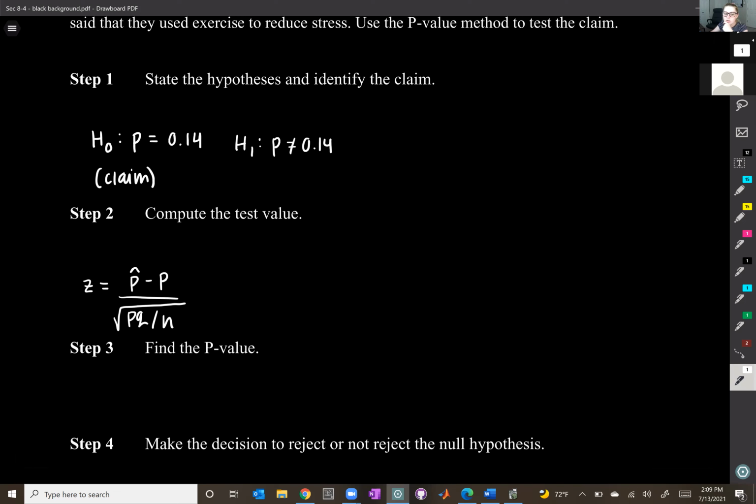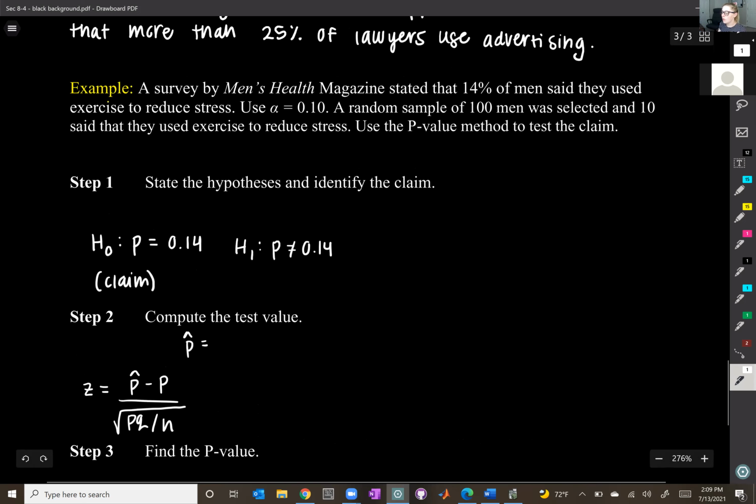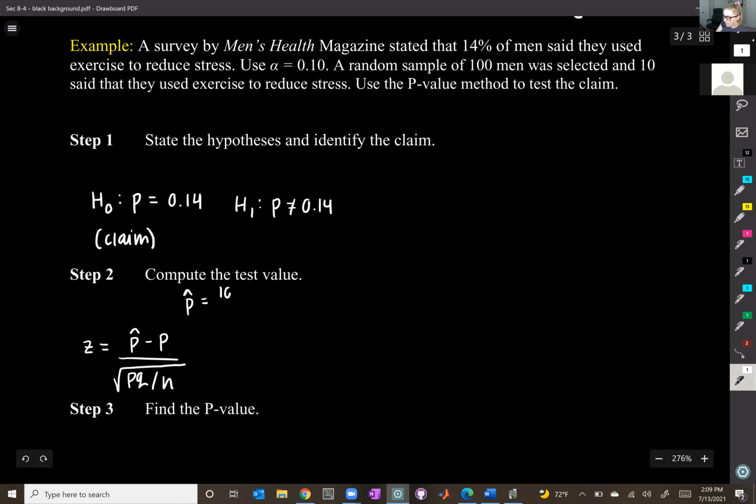Okay, so now we just need to figure out what each of these pieces is based on the information we're given. So P hat is going to be the sample proportion. So that means that we're going to look at this sample that was taken. So the random sample is 100 men, and 10 of them said they did use exercise to reduce stress. So P hat is going to be 10 over 100, because that is the proportion of our sample that said they use exercise to reduce stress. This is equal to 0.10.